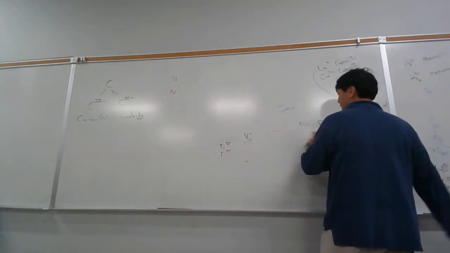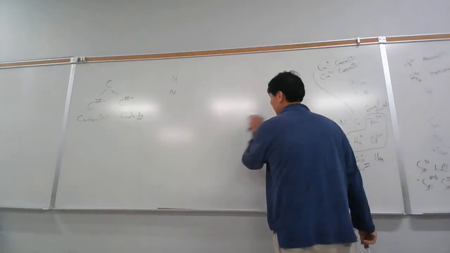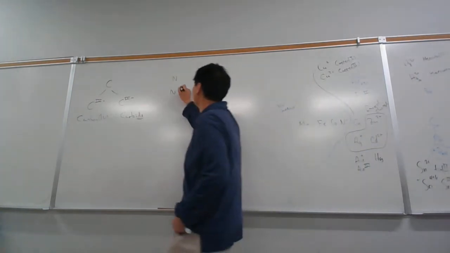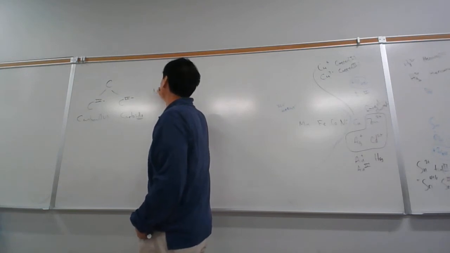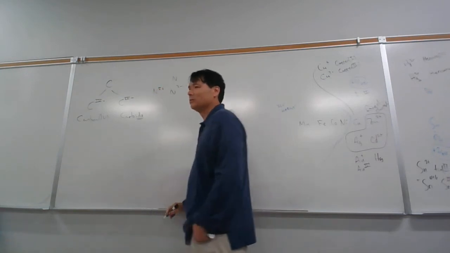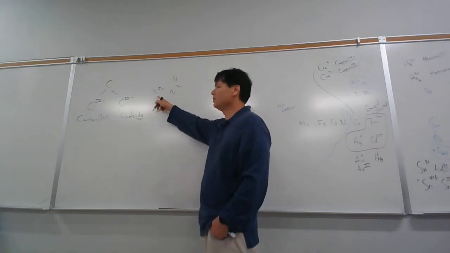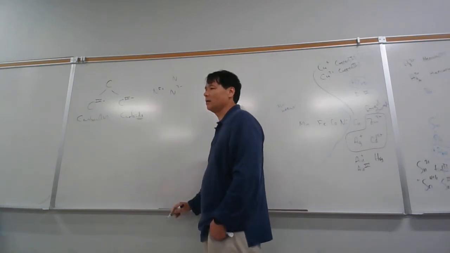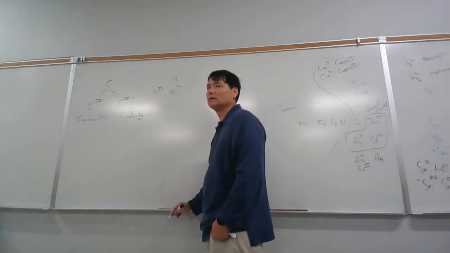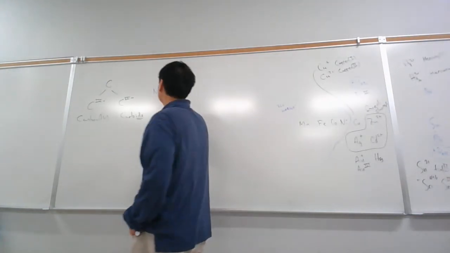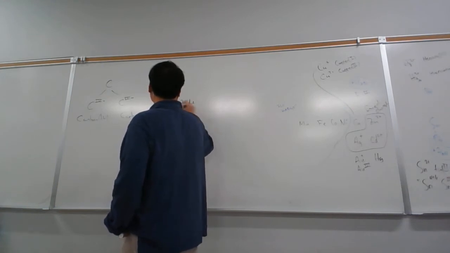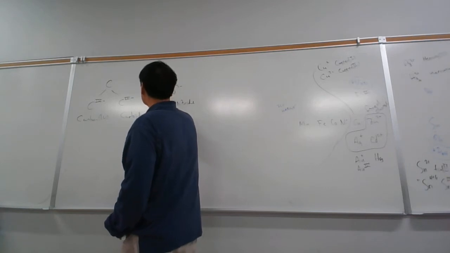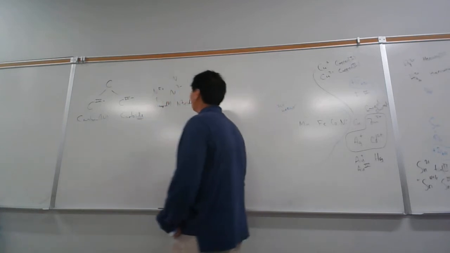No, lose 5 or gain 3. So if it gains 3, it's going to be like that. If it loses 5, I'd write it like this, 5 plus with the Roman numeral. I'd call this nitrogen Roman numeral 5, but over here I'd call it, what would this be called? This would be called nitride. This would be nitrogen Roman numeral 5. Okay.